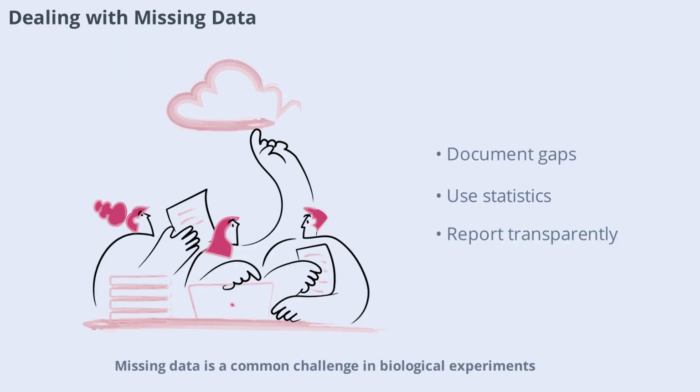Missing data is a common challenge in biological experiments. Document any gaps in your data and the reasons behind them. Use appropriate statistical methods to handle missing values during analysis, such as imputation or sensitivity analysis. Transparent reporting of missing data helps maintain the credibility of your research.